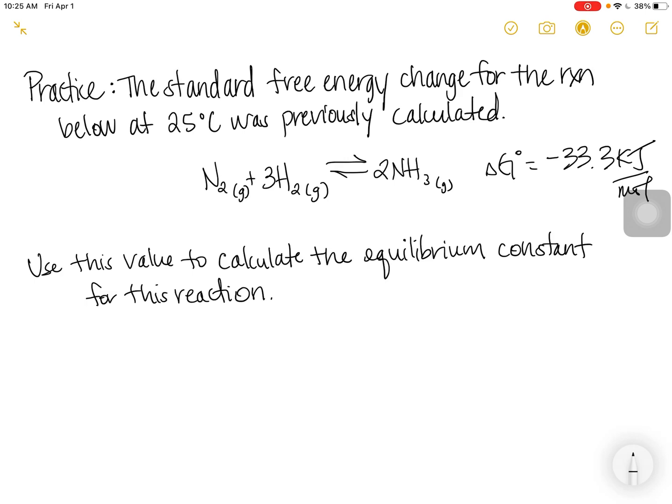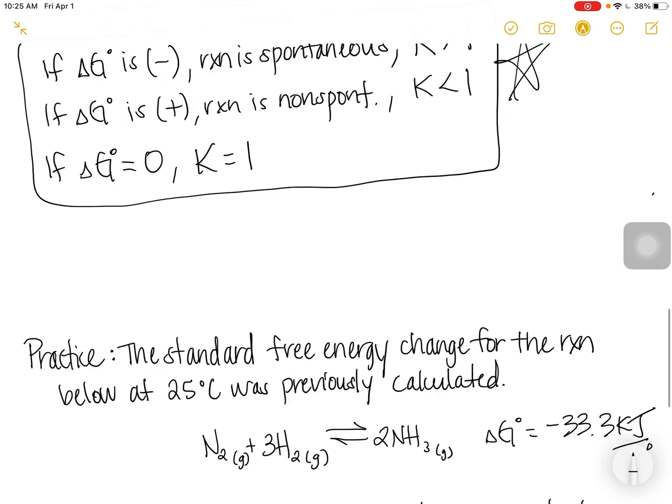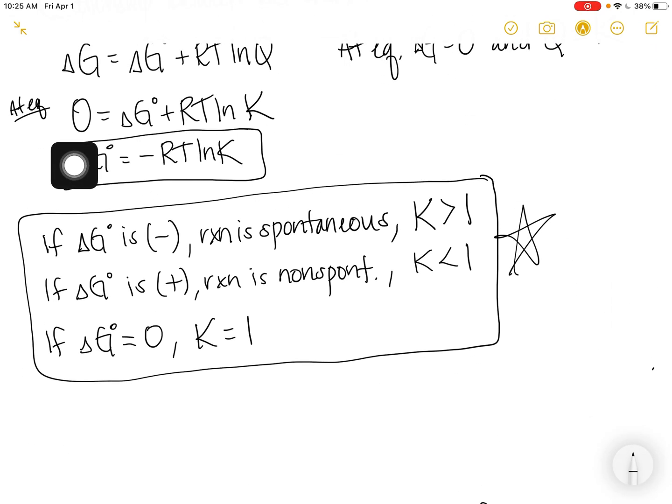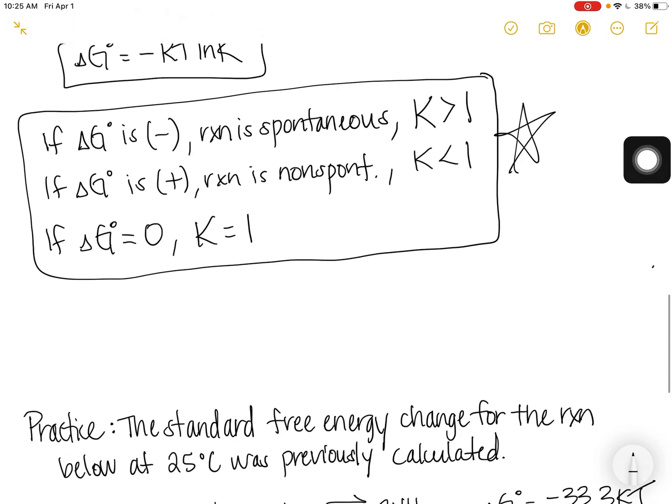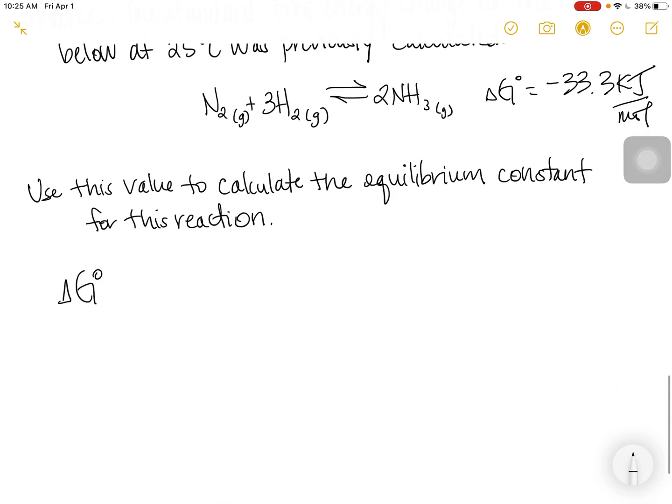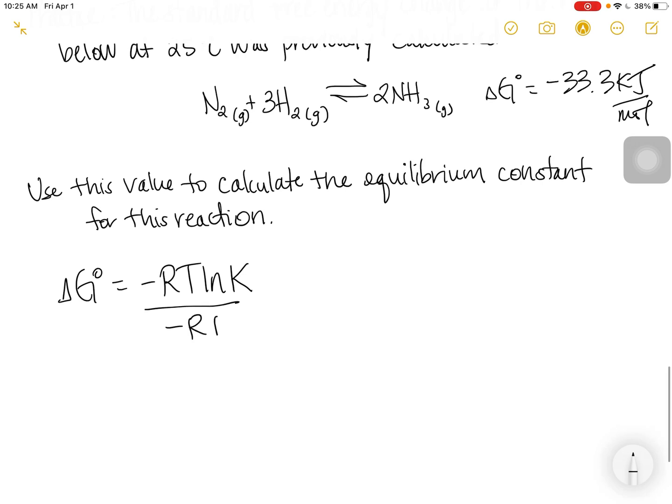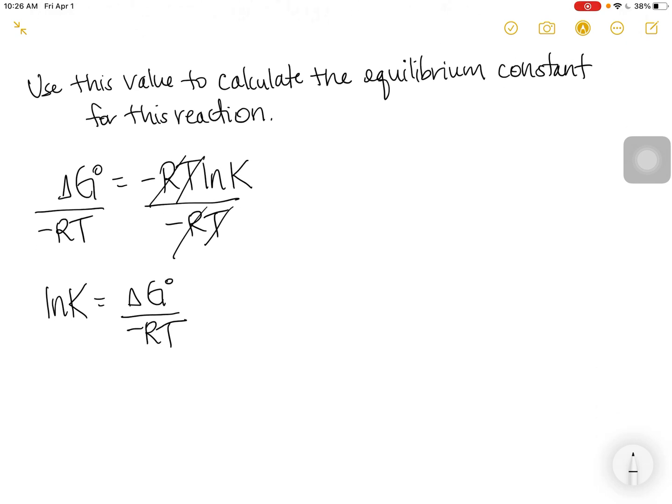So the standard free energy change for the reaction below was previously calculated. They give me delta G at standard conditions, and they say use this value to calculate the equilibrium constant. So back up here to this new formula. I know that delta G is equal to negative RT times the ln of K, and I'm looking for K. So get R and T off of that side, and that's going to leave me with the natural log of K equal to delta G over negative RT.